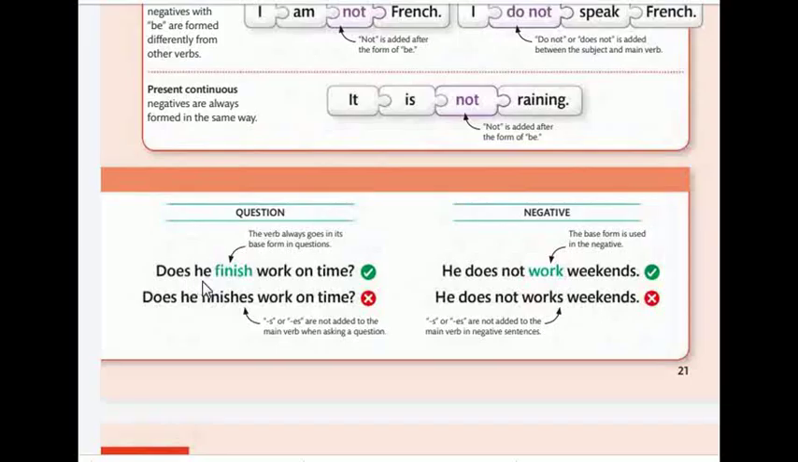Question. Does he finish work on time? It will be correct. Does he finish his work on time? It is incorrect. The verb always goes in its base form in questions. S or es are not added to the main verb when asking the question. Negative. He does not work weekends. The base form is used in the negative. He does not work weekends. Incorrect: S or es are not added to the main verb in negative sentences.